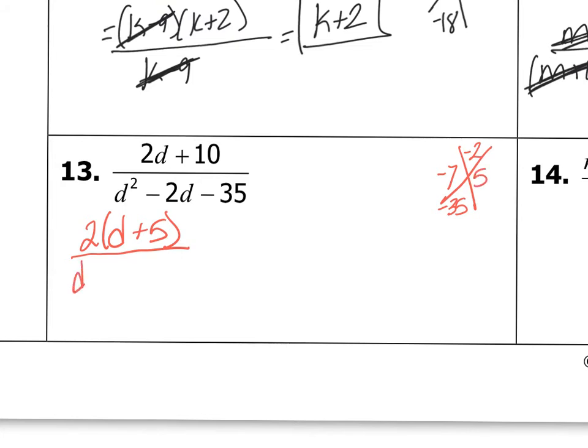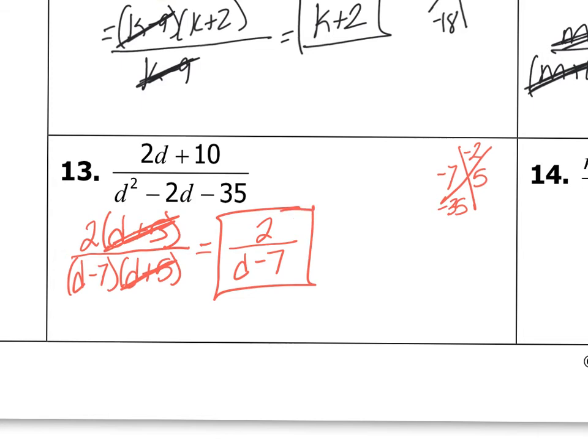So I've got D minus 7 times D plus 5. And there's my 1 right there, D plus 5 and D plus 5. So what's in the top is a 2, and what's in the bottom is a D minus 7. And there is my answer.